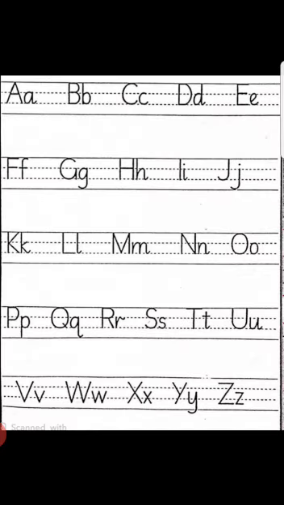For Z, you have to make a sleeping line on the skyline, then a slant line, touch the grass line, and then there is again a sleeping line on the grass line. The small z has the same formation as capital Z, but it will be written in between two grass lines.